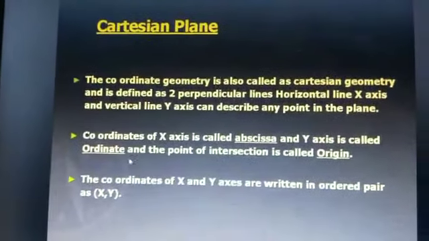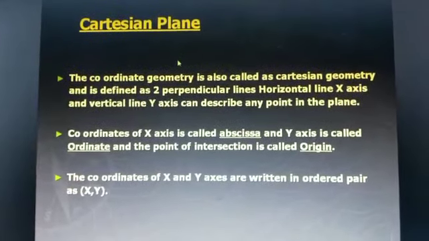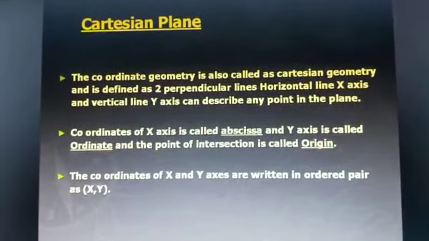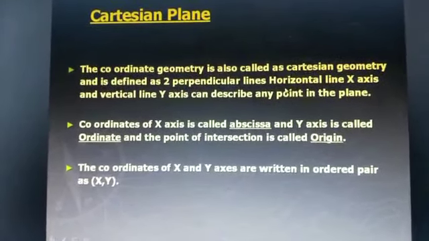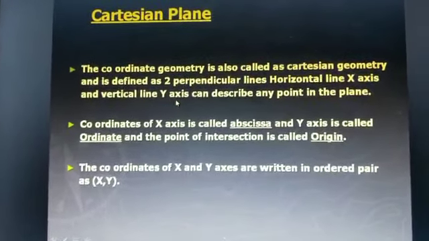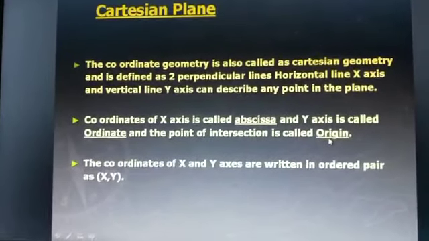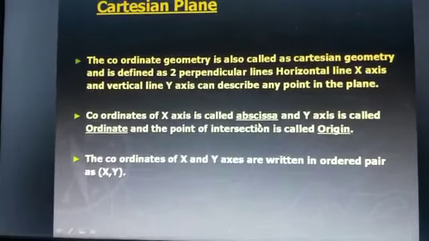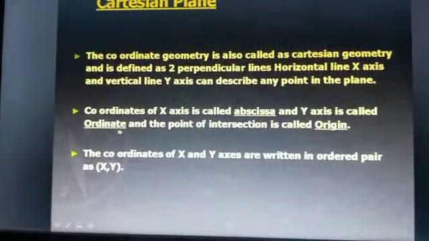Next, coming to the Cartesian plane. You might be aware, last year in classes we have studied what is meant by a Cartesian plane. It is nothing but, children, your graph sheet where we draw the x-axis, that is the horizontal line, and the vertical line y-axis, and the point of intersection of these two lines we call the origin. The coordinates of the x-axis are called abscissa and the coordinates of the y-axis are called ordinate.